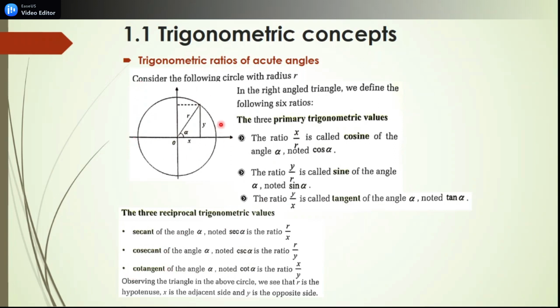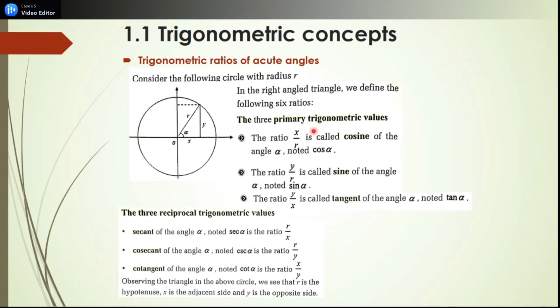So from this relation of the circle, in a circle you have a triangle of angle alpha. Let's consider the value of alpha here. This is the adjacent side with respect to alpha. This is the opposite side with respect to alpha. This is the hypotenuse side with respect to this alpha. Here you have a right angle of 90 degrees. So let's start finding the value or formula of those trigonometric values.